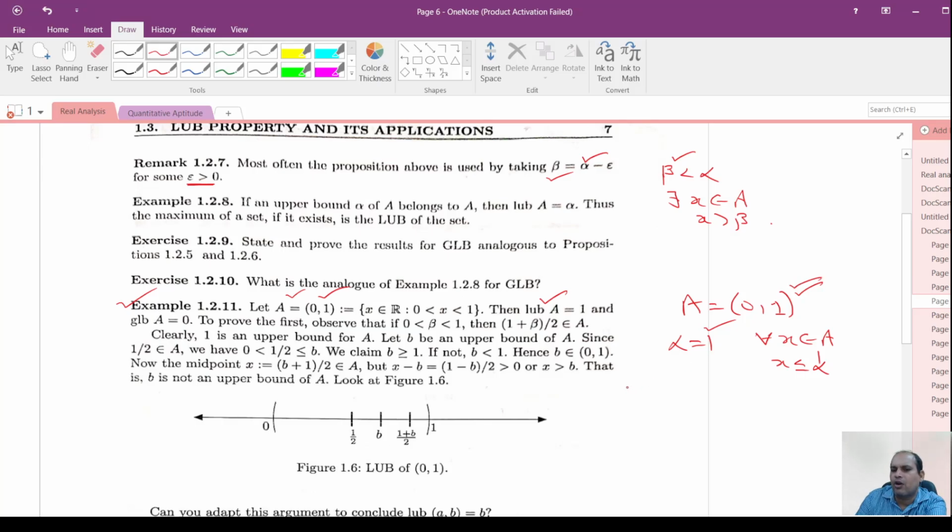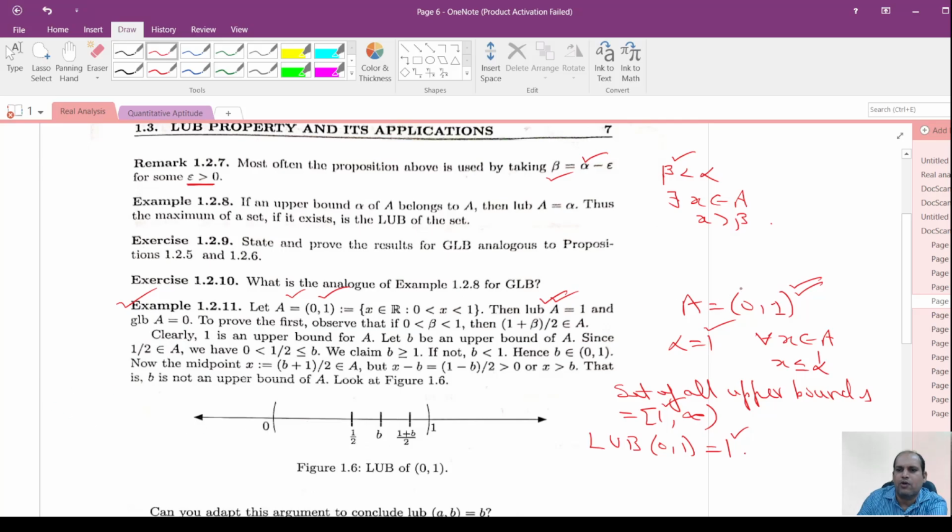Now the set of all upper bounds is 1 to infinity. Now among all these upper bounds, which one is the least one? So the least upper bound of this set, the open interval (0, 1), is 1. So this is what is given here.